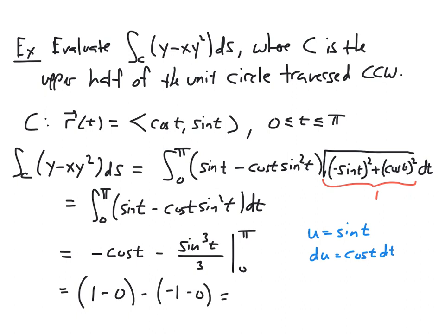And so this becomes 1 plus 1, which is 2. Right? So the integral of this particular function, this line integral, the function y minus xy squared over the upper half of the unit circle is 2. And so what this means is that if we would build a fence on the upper half of the unit circle, and the height of that fence was given by y minus xy squared at each point, then the signed area of that fence, one side of that fence, would be exactly 2 square units.